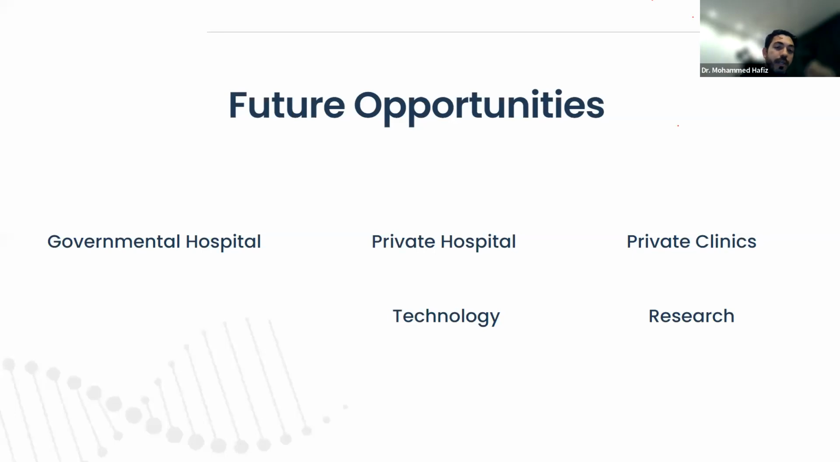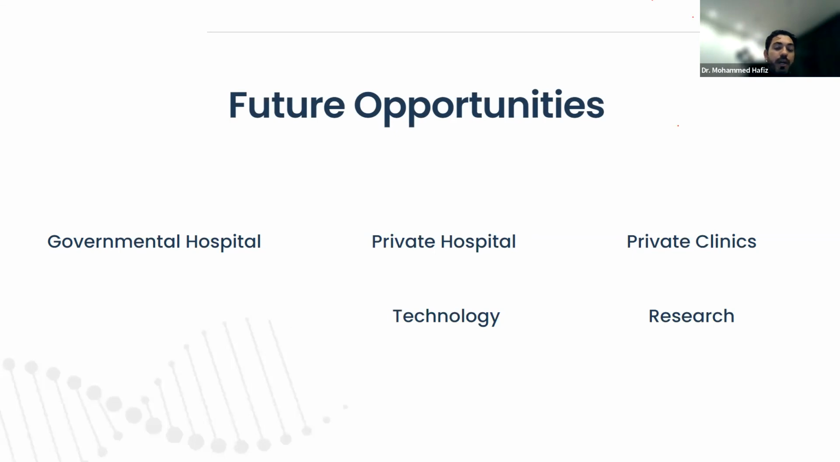Future opportunities: if you finish your residency program, you can work in a governmental hospital, whether it's a university-based hospital or Ministry of Health. This might be changing in your era, because you know that privatization is happening now in Saudi Arabia. Honestly, I don't know how this is going to happen, but till now we have governmental hospitals that are either from a military background, a Ministry of Health, or a university.